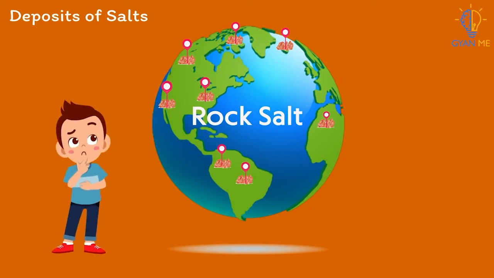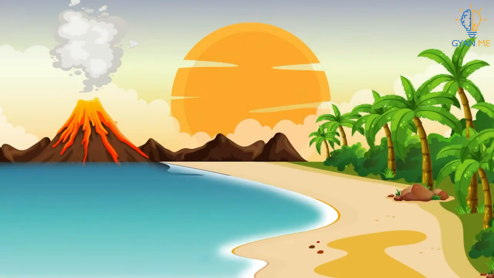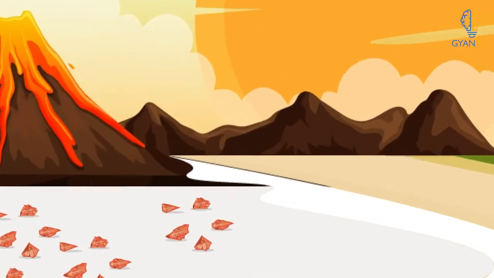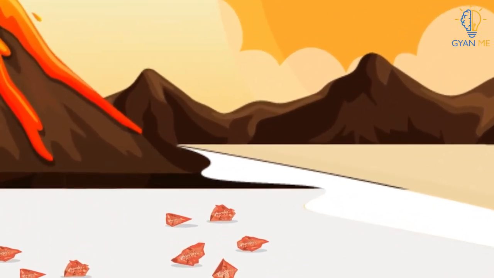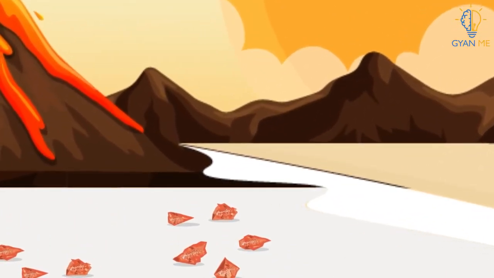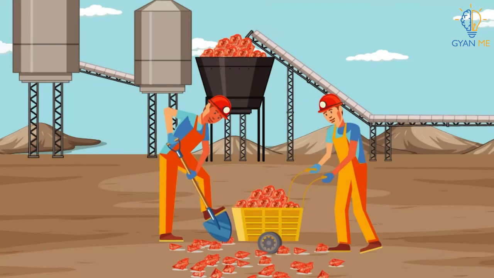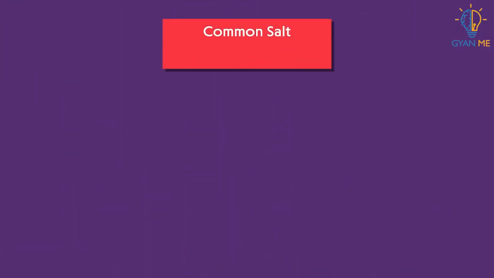Do you know how this rock salt is formed? Beds of rock salt are formed when seas of bygone ages dried up. This rock salt is in the form of large crystals, often brown in color due to impurities. Students, rock salt is mined like coal. They are then processed and purified and packed to be used commercially. Even common salt, that is NaCl, is prepared in this way.